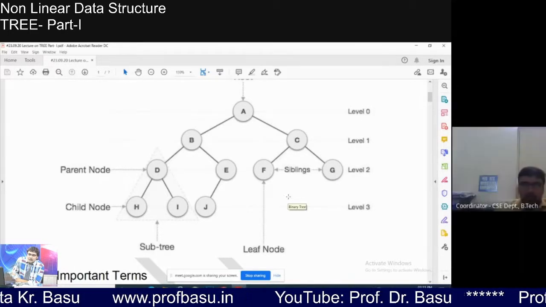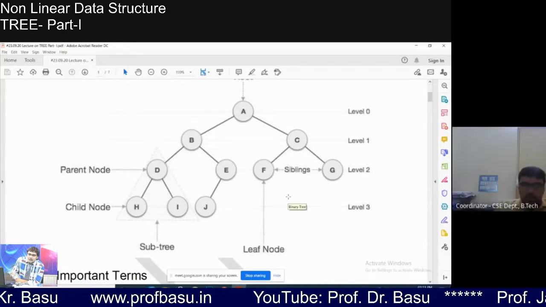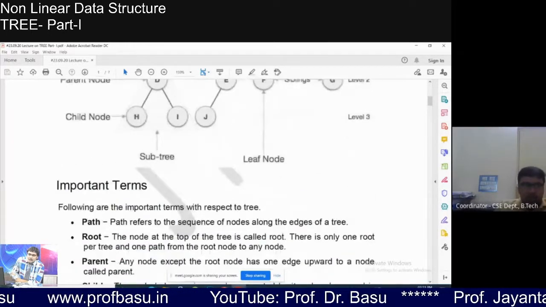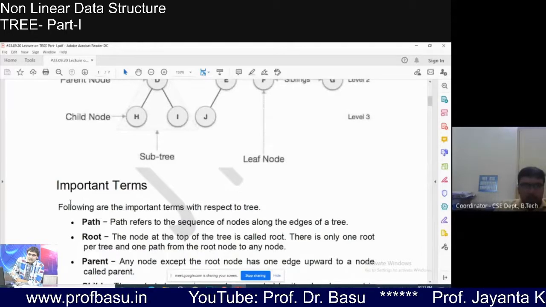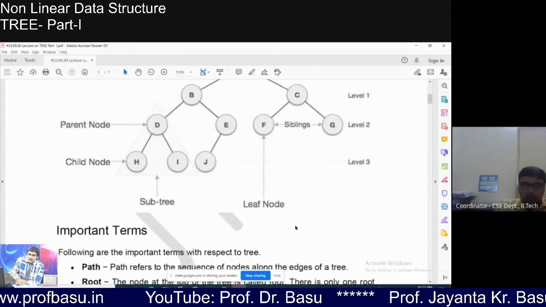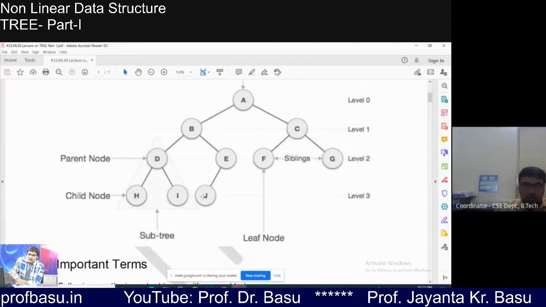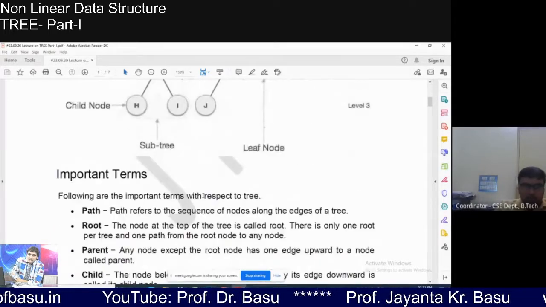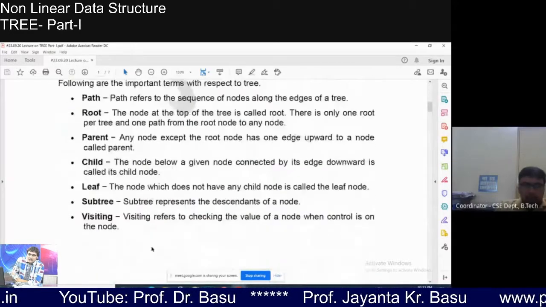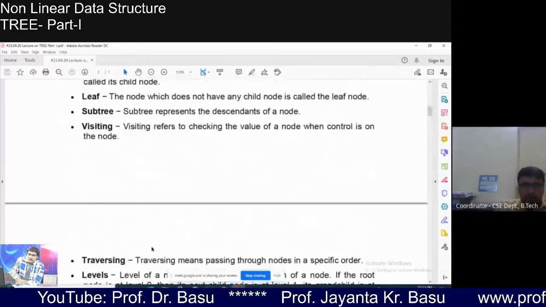So today we will discuss the important terms and characteristics of trees. You have already studied all these, I think, in your graph. Path, what is a path, you know. Root, I already told you, root is the source point of the tree, from where the tree has been generated. Parent, child, I already discussed. Leaf, subtree. Visiting and traversing.